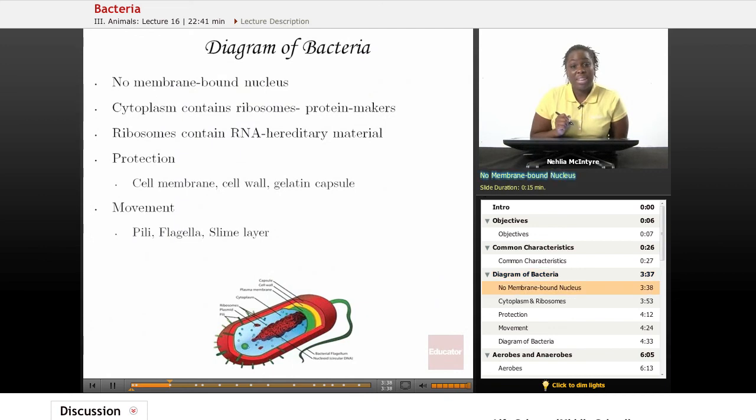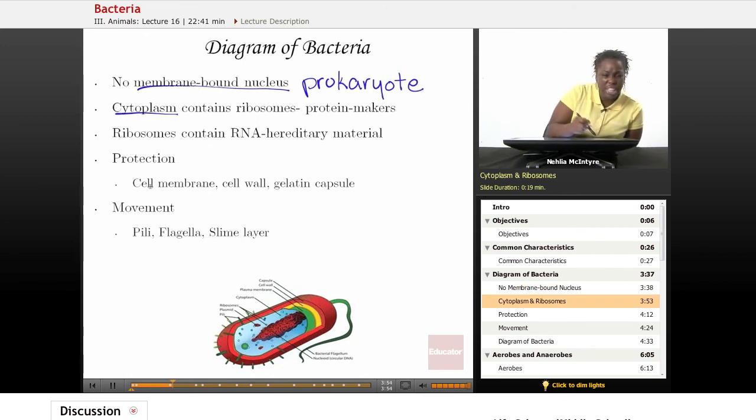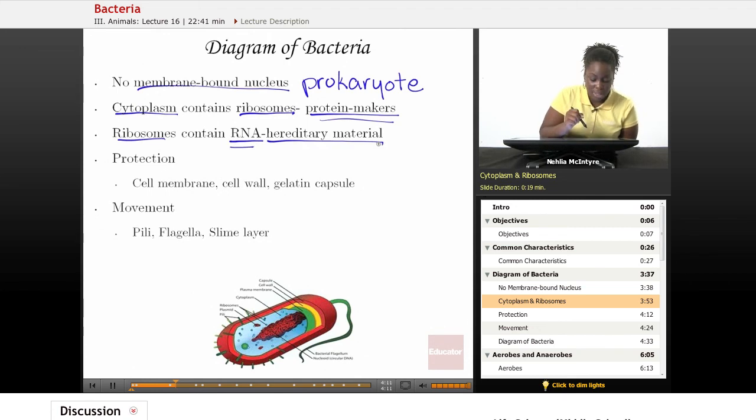Let's talk about the structure of a bacterial cell. The bacterial cell has no membrane-bound nucleus or other membrane-bound organelles because it is a prokaryote. The cytoplasm, which is the jelly-like fluid inside of the cell, contains ribosomes, and ribosomes are organelles that make proteins for the bacterial cell. The ribosomes do contain RNA, which is the hereditary material found in bacterial cells.